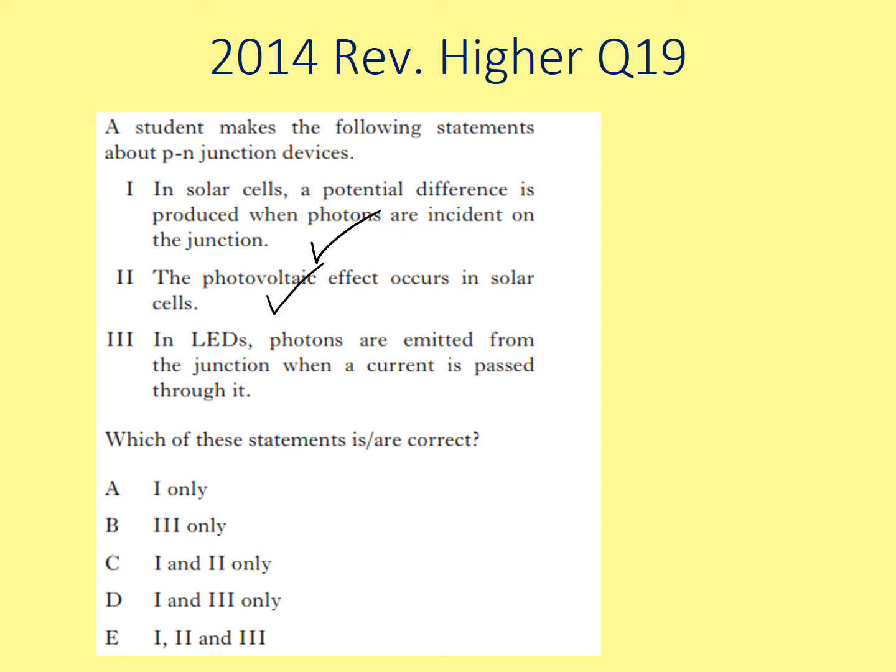In LEDs, photons are emitted from the junction when a current is passed through it. Yes, they are. The current gives energy to the electrons to move from one level to another, that's the conduction band to the valence band, across the band gap, and that means that they are producing light. So statements 1, 2, and 3 are correct.